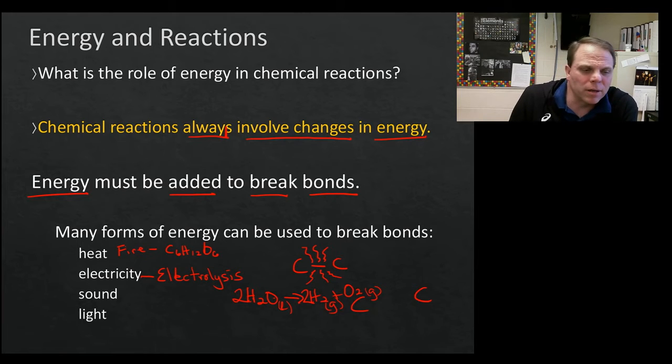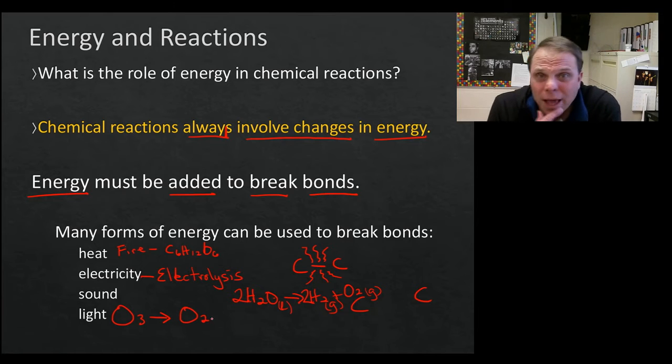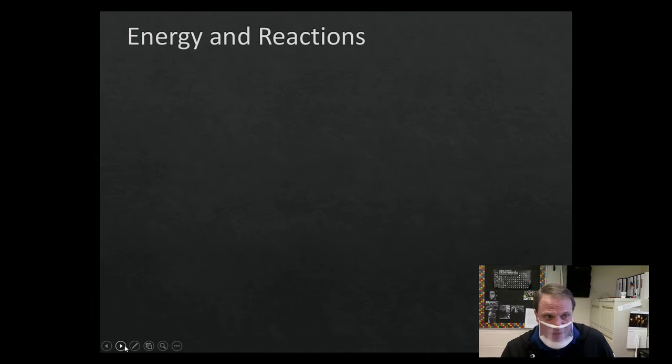You think about one of the good examples of light is O3, that's ozone, and if you are adding UV energy to O3, you're going to break apart the bonds and you're going to form some O2. And so here's a good example of light actually coming through and being enough energy to break chemical bonds, and so the chemical process is taking place.